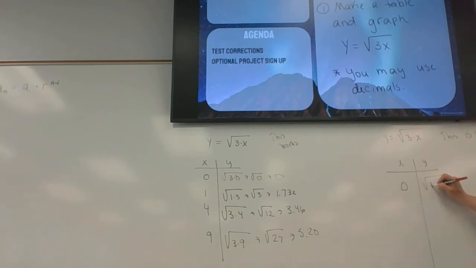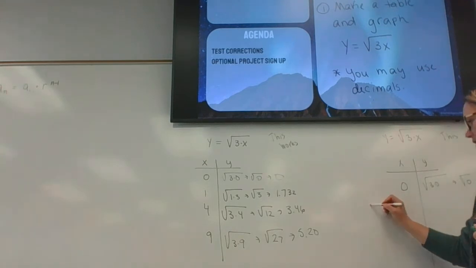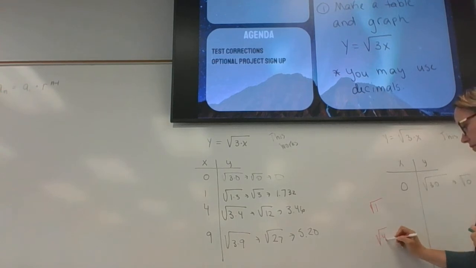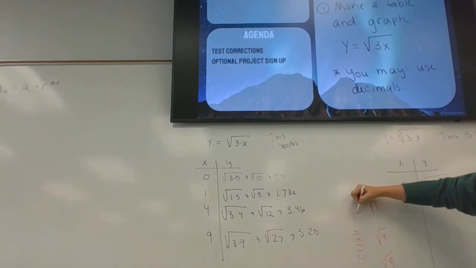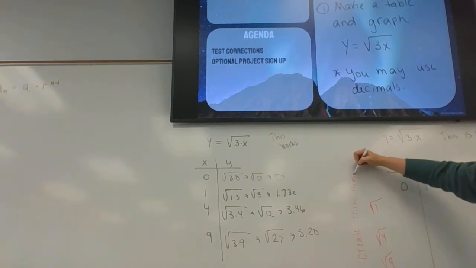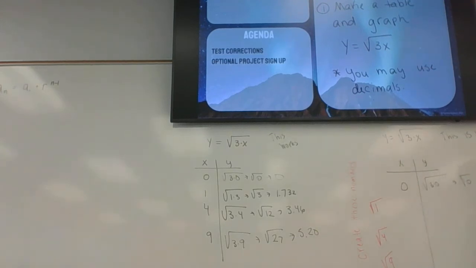We can still start with 0. The square root of 0 works. But then I would really love to have the square root of 1, the square root of 9, the square root of 4, so I want to create these numbers. So I think, what would I have to multiply 3 by to get a 1? 1/3. 3 times 1/3 gives me the square root of 1, which is a nice even number instead of a 1.7.